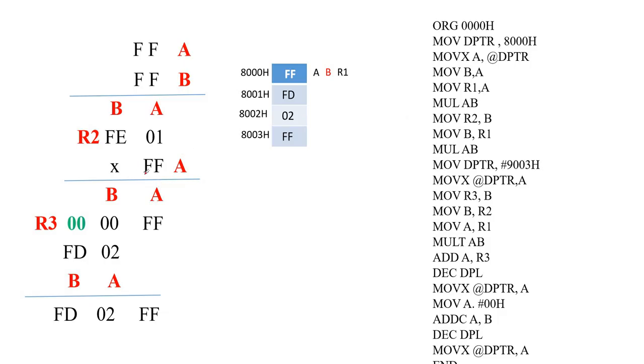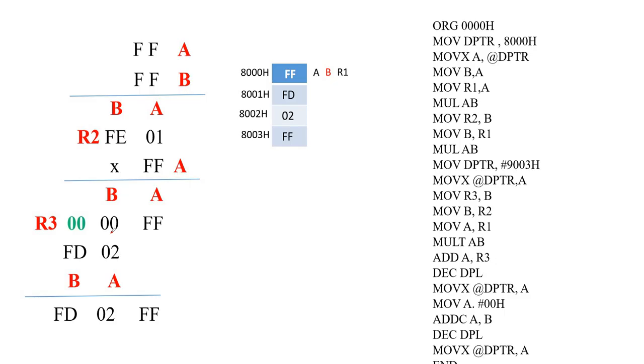Okay, now what we have to do, we have to go for the next multiplication operation. Now our contents are 0A in A, 01 is in A, and FF is in B now. So we need to perform the multiplication operation. So here we'll execute MUL AB. Once the second multiplication instruction is executed, the new result will be 00FF. So FF will be stored in A and 00 will be stored in B.